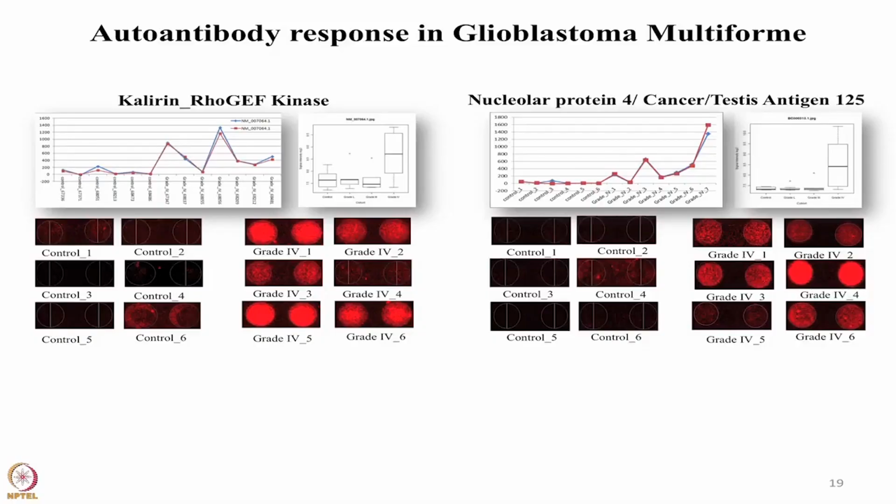Another protein which looks interesting is nuclear protein 4, which is expressed predominantly in the fetal brain and testis, localizes in the nucleolus, and has an RNA binding domain. So, both of these proteins showed very high and robust signal from the CSF sample in the majority of the grade 4 patients, whereas in the control we could not see much signal from these proteins.